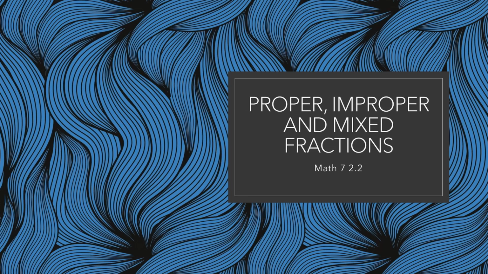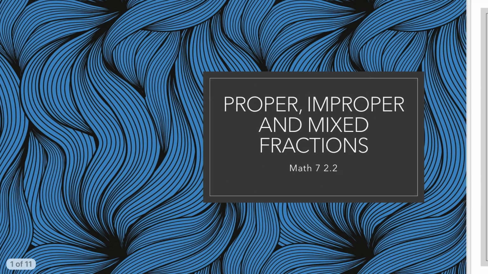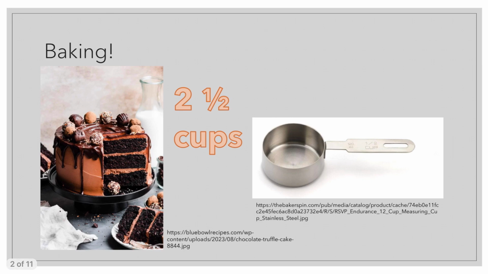Today we're going to be learning about proper, improper, and mixed fractions, which are really just the three forms of fractions that you can have. So to start with, we're actually going to think about when you're baking, and often when you're baking you'll see instructions that say like have 2.5 cups of flour.